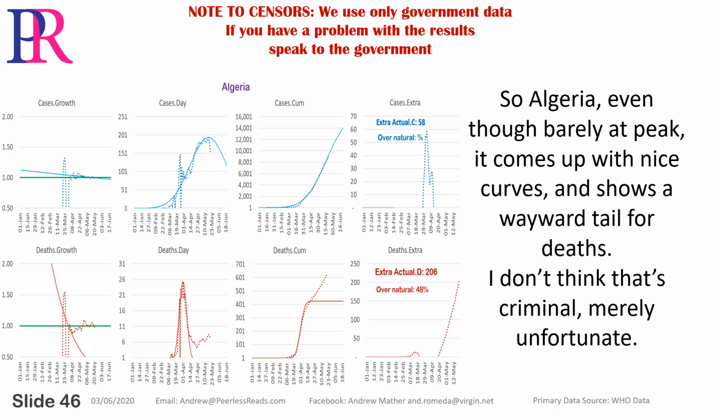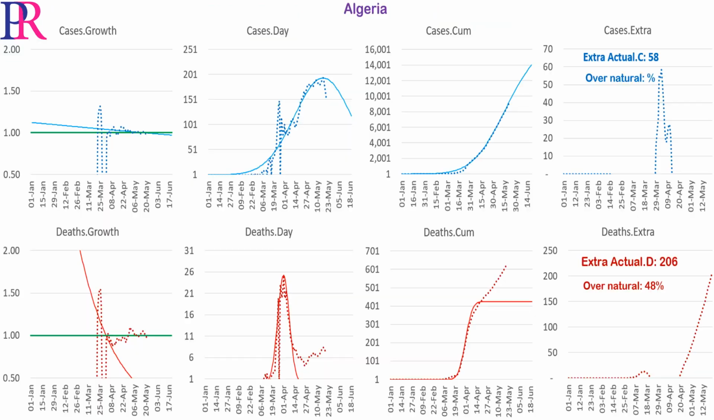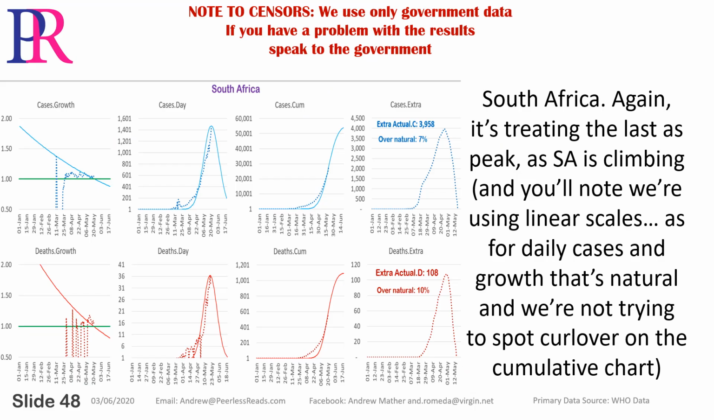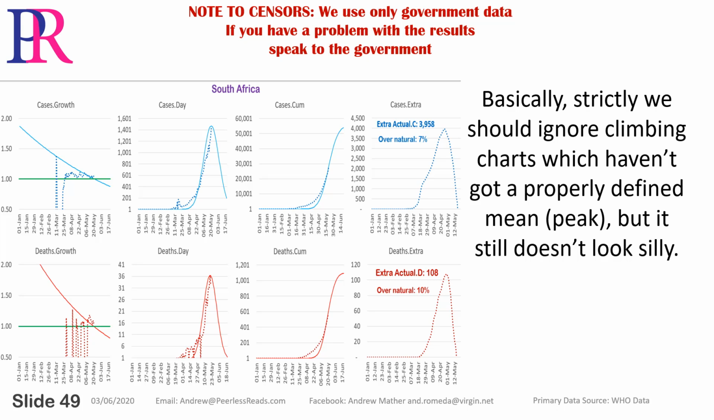Works for me. So Algeria, even though barely at peak, it comes up with nice curves and shows a wayward tail for deaths. I don't think that's criminal, merely unfortunate. South Africa, again, it's treating the last as peak, as SA is climbing, and you'll note we're using linear scales as for daily cases and growth that's natural, and we're not trying to spot curl over on the cumulative chart. Basically, strictly, we should ignore climbing charts which haven't got a properly defined mean or peak, but it still doesn't look silly.